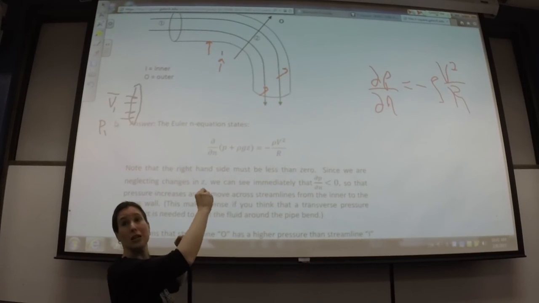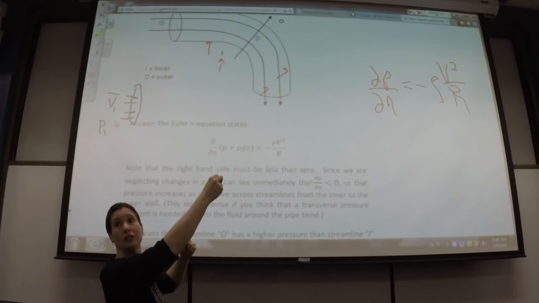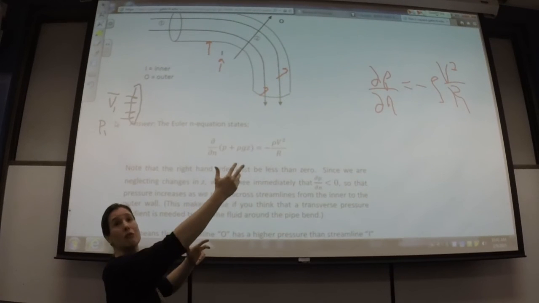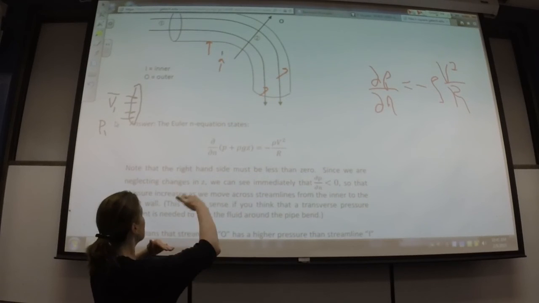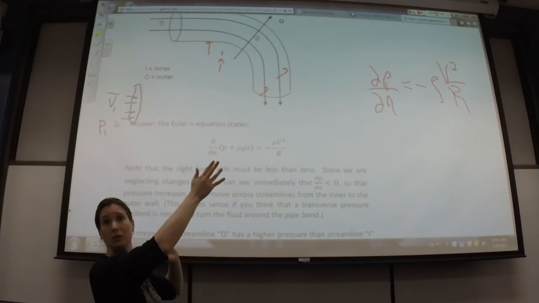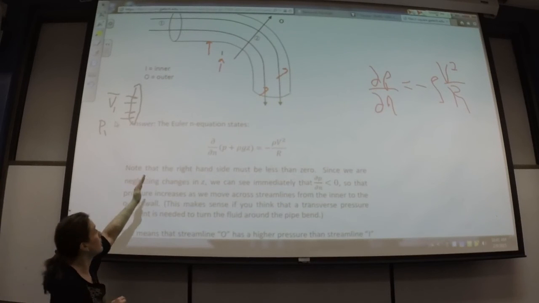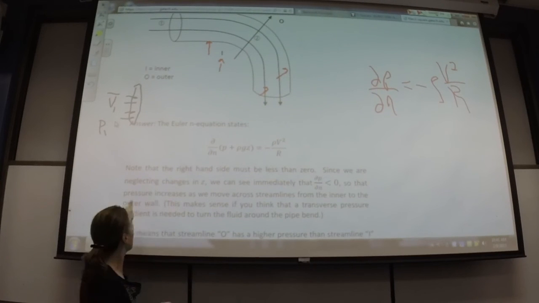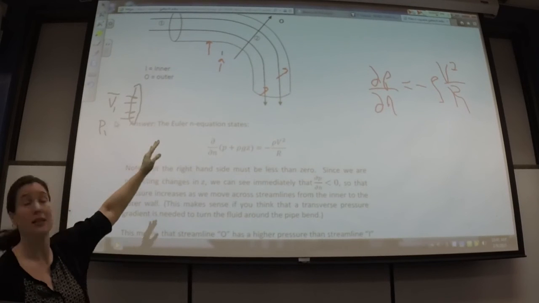Okay, because P is usually considered P2 minus P1, the directionality of it. So in this case, if we have a negative, it's saying that we're going to have an increase from inner to outer. So if that's occurring, then we have to have a higher pressure outside than in.